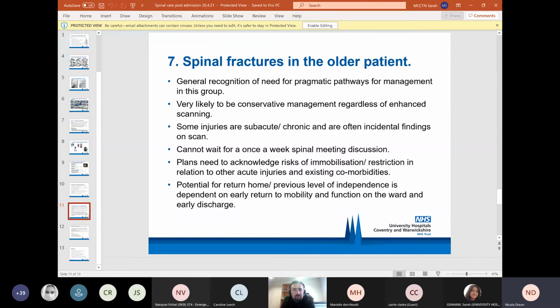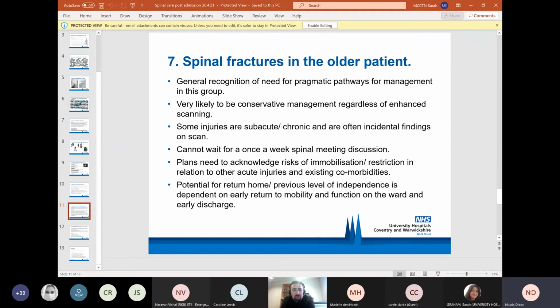They've come in, they've fallen, we scan them, we find this, and then we have to unpick how long it is, and they may actually be walking around at home with this for 3 or 4 weeks with no risk or no restriction. We can't wait, particularly with the elderly, for a once-a-week spinal meeting discussion. We need some plans in place earlier than that if we are actually to get some good results.